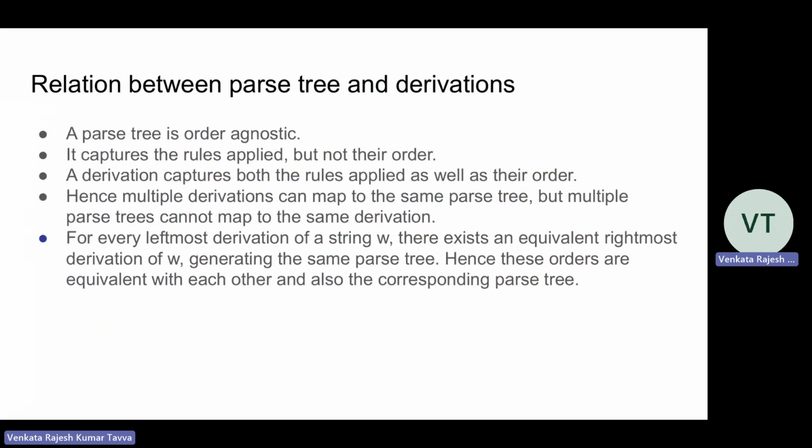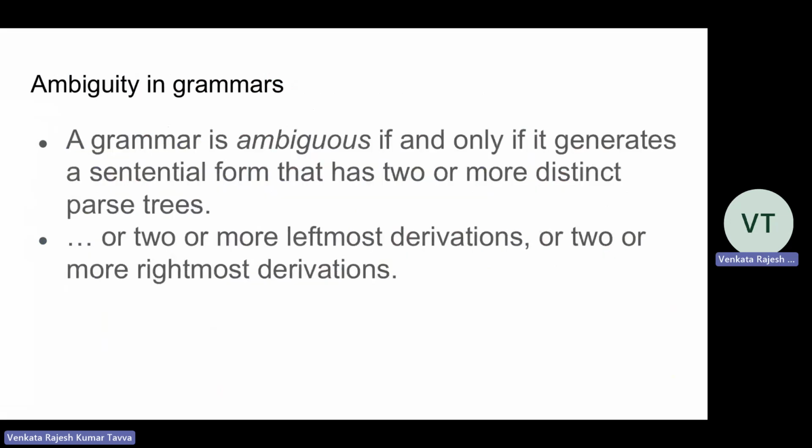For every leftmost derivation of a string W, there exists an equivalent rightmost derivation of W generating the same parse tree. Hence, these orders are equivalent with each other and also the corresponding parse tree. So, given a parse tree, there will be an equivalent leftmost derivation and an equivalent rightmost derivation. If you have 2 parse trees, you will have 2 leftmost derivations, 2 rightmost derivations. If you have 10 parse trees, you will have 10 leftmost and 10 rightmost derivations. So, this is the equivalence. A grammar is ambiguous if and only if it generates a sentential form that has 2 or more distinct parse trees, or 2 or more leftmost derivations, or 2 or more rightmost derivations. Any one you can take as the parameter.